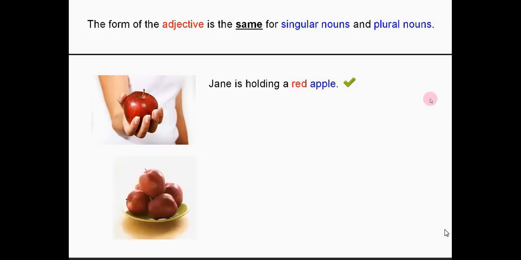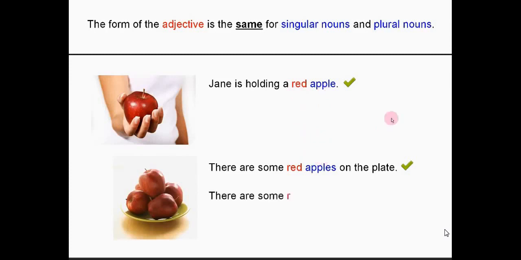Now let's look at the noun in the plural. There are some red apples on the plate. So we can see now, of course, the noun is in the plural, but the adjective is the same. It is the same form as here. So it's the same adjective for when the noun is singular or plural. So this sentence is wrong. This does not exist in English.